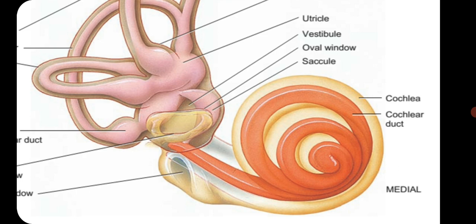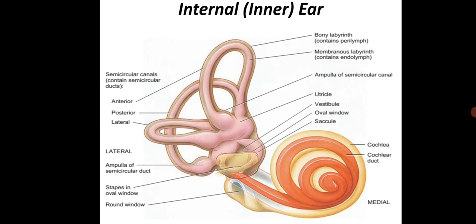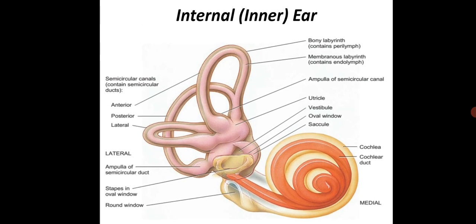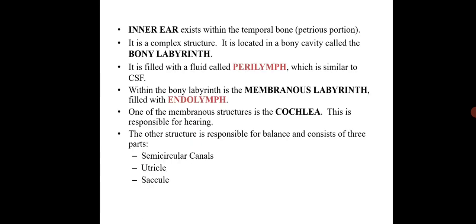So this is about the anatomy of the ear, right? About the inner ear I have mentioned these things, so you can revise it, right? So what we have discussed today, 3 points: the external ear, middle ear, and the internal ear.